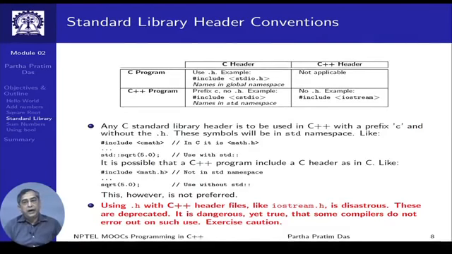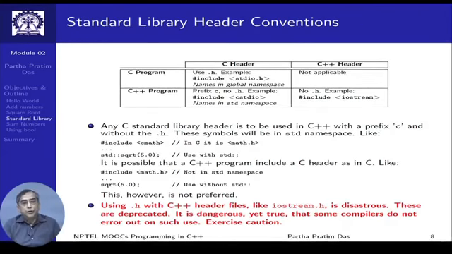Now, I would like to highlight something very specific about headers of the standard library. We have noted that C++ is backward compatible to C. What does that mean? It means that any C program should be executable as a C++ program also. This brings in another question: what do we do with the standard library of C? As I have already illustrated, the standard library of C can also be used in a C++ program.